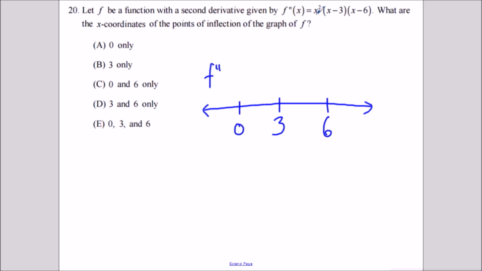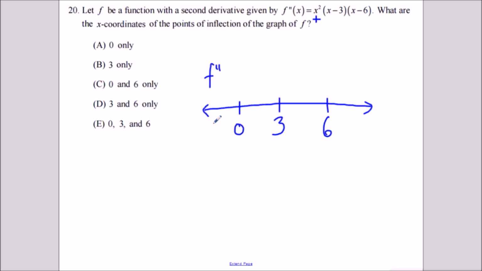So if we look, a shortcut is x squared is always positive unless at the site of a 0. So this first factor, we don't really need to check because it's x to the second, which is always positive.